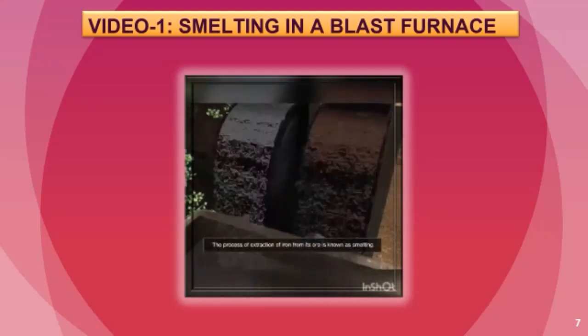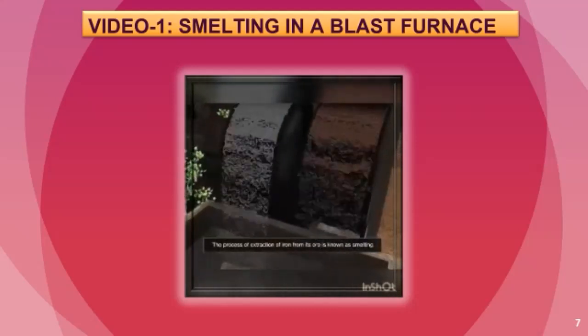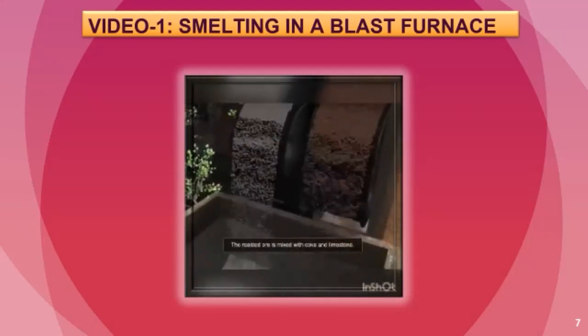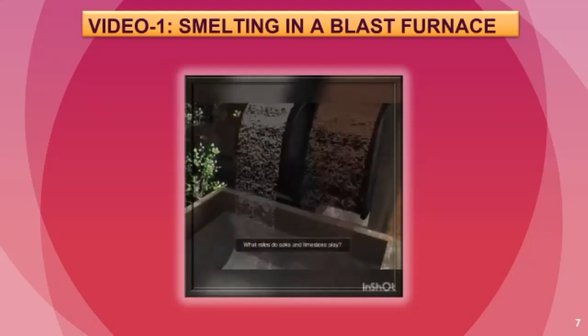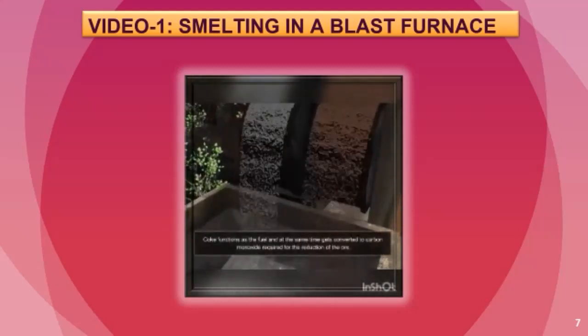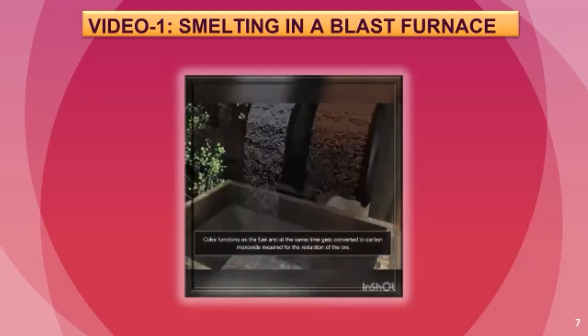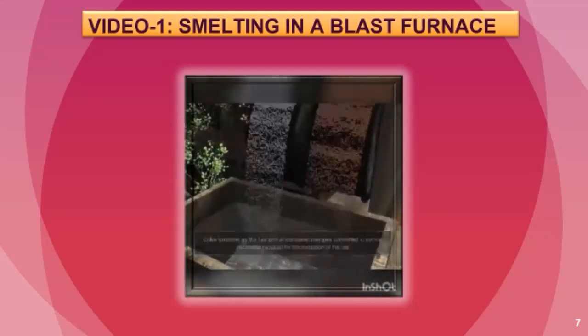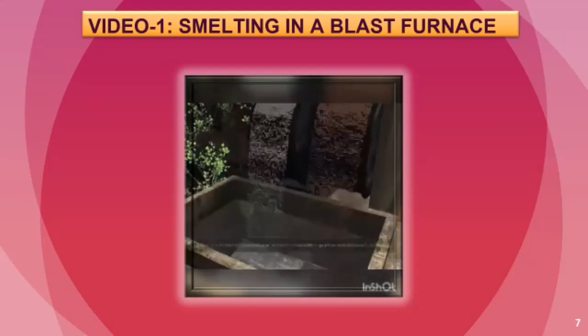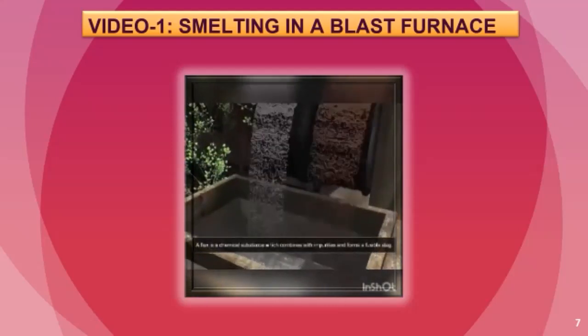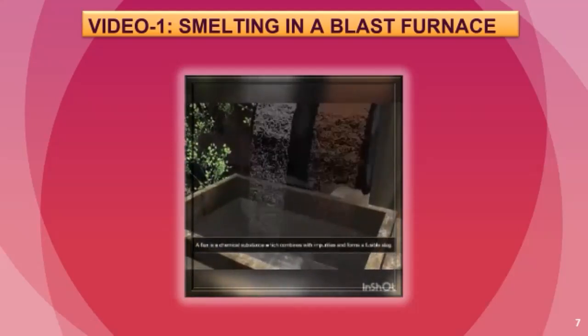The process of extraction of iron from its ore is known as smelting. The roasted ore is mixed with coke and limestone. What roles do coke and limestone play? Coke functions as the fuel, at the same time gets converted to carbon monoxide required for the reduction of the ore. The limestone acts as a flux. A flux is a chemical substance which combines with impurities and forms a fusible slag.